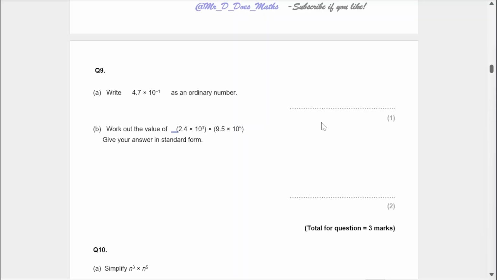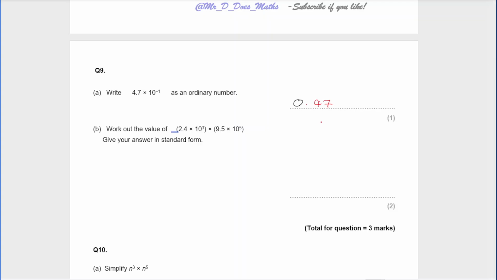9. Question 9, right? 4.7 times 10 to the minus 1 as an ordinary number. So the standard form means that I'm going to move my decimal point 1 towards the left, or move my place value 1 towards the right. So my number is going to become 0.47.